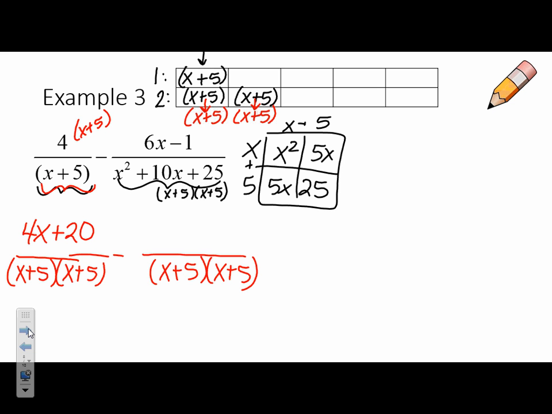Now going to my second fraction, I now have x plus 5, x plus 5. What did I have originally? Looks like the same thing, huh? Just in disguise. So I don't have to change the numerator of this one at all.